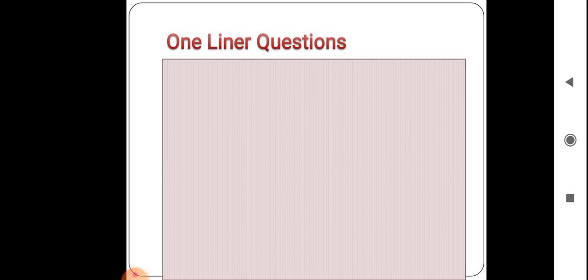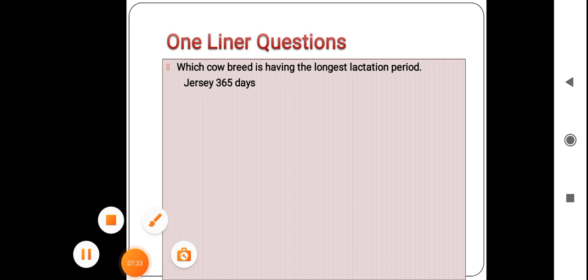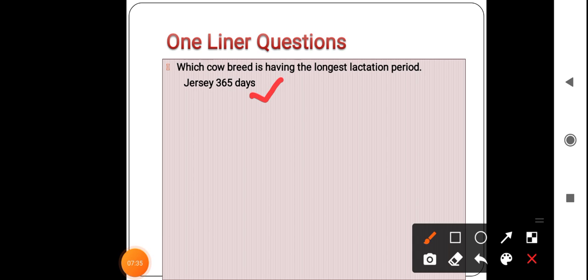Now some of the questions, let us see. Which cow breed is having the longest lactation period? Jersey. Jersey cow is having the longest lactation period, and it gives milk for 365 days. Okay.